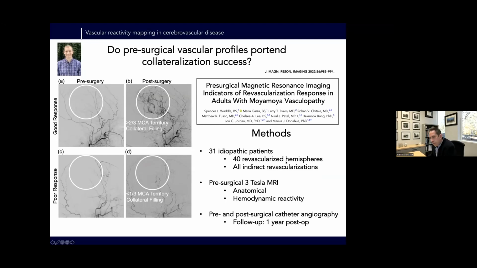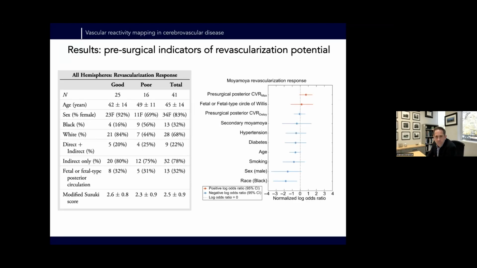That includes 40 revascularized hemispheres. They sometimes revascularize both hemispheres, often actually. And then he looked at whether there were any pre-surgical indicators on the reactivity maps that corresponded with good versus poor outcomes. I've just shown the characteristics of the cohort here. These are all clinically indicated scans. And what you see is that those that have good outcomes have a larger reactivity in the posterior circulation.